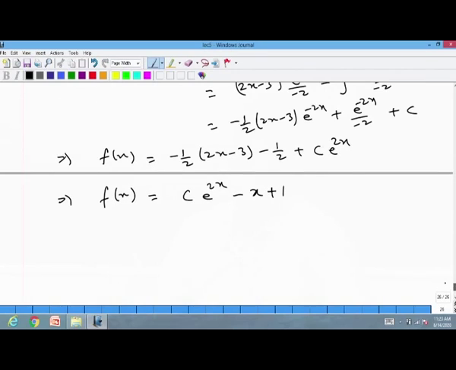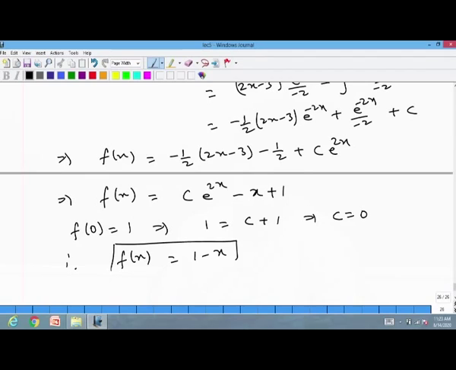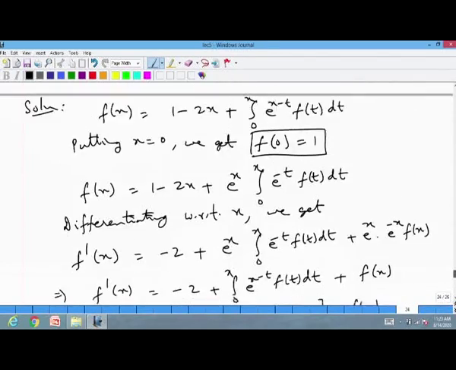Now, we have calculated f of 0 is equal to 1. So, this implies 1 is equal to c plus 1, which implies c is equal to 0. So, therefore, f x is equal to 1 minus x. So, we get f x is simply 1 minus x. Now, let us look at the options.